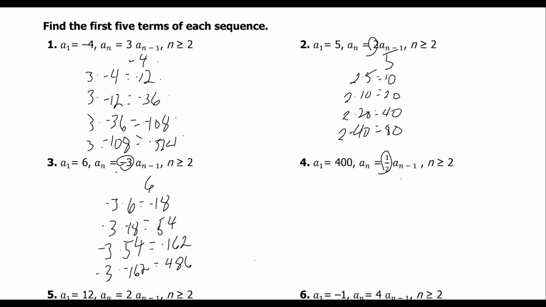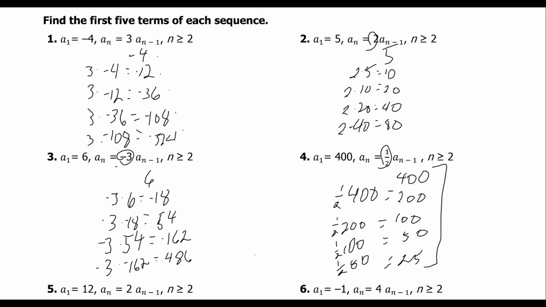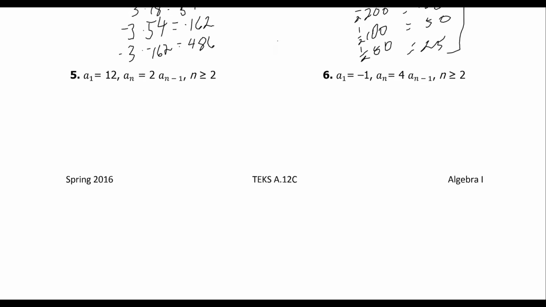Alright, next one. We have 400. And we're going to do 1/2 times 400 equals 200. 1/2 times 200 equals 100. 1/2 times 100 equals 50. 1/2 times 50 equals 25. These should be getting really easy for you at this point.